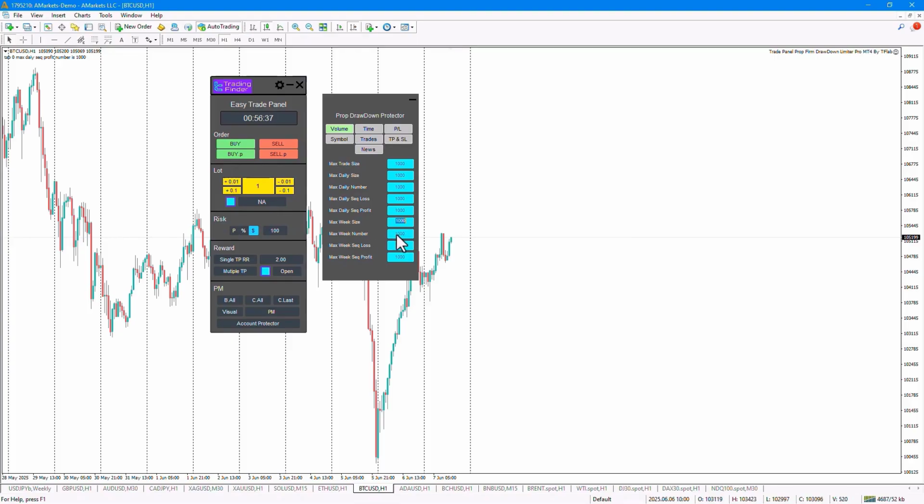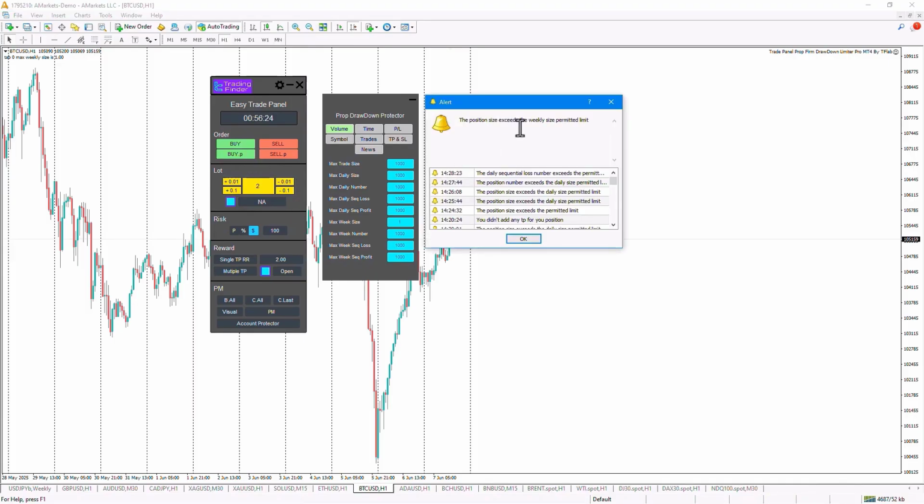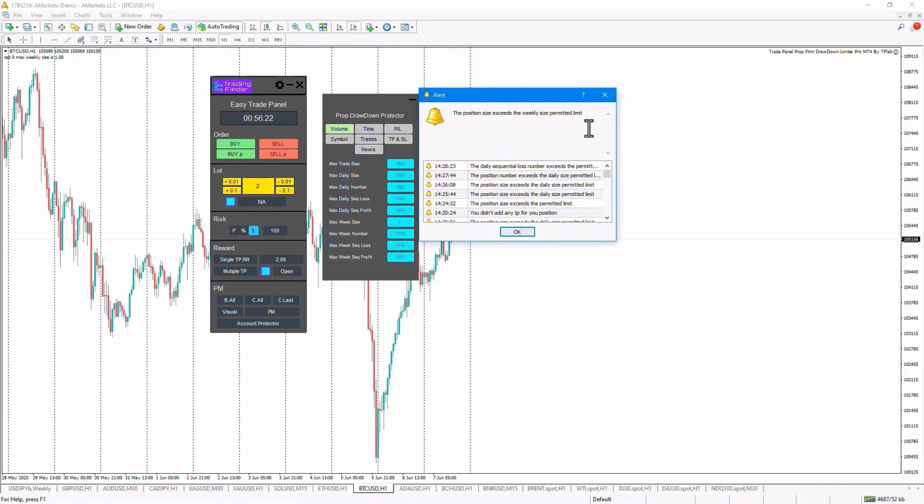In the next section, you can set the maximum trade entry size for the week. For example, here I set the value to 1 lot. And if I try to enter a trade with the volume of 2 lots, the expert advisor will prevent this and issue a warning message telling me that the position size has exceeded my allowed weekly limit.